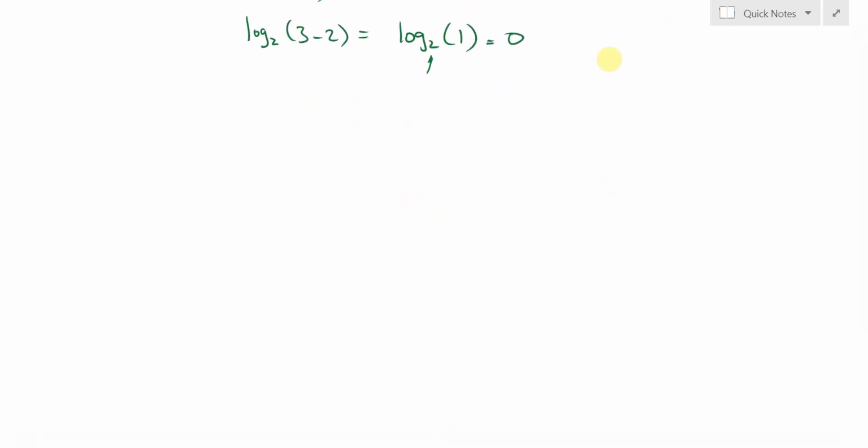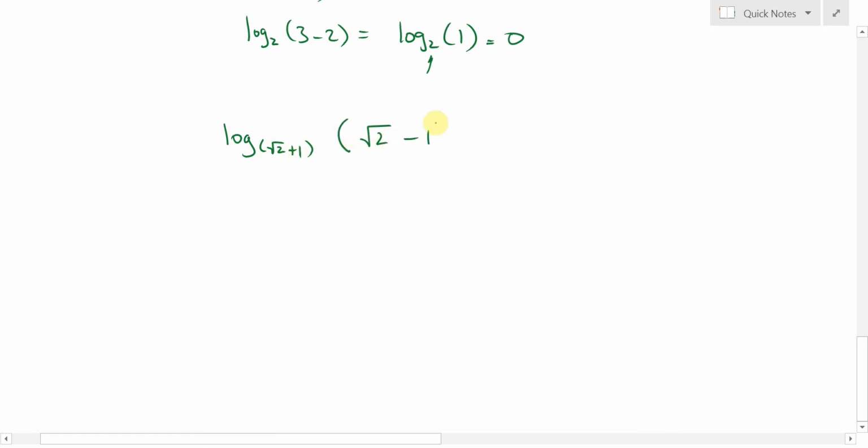Now on the next problem, we're asked for a more interesting thing. Log base, and now the base is really weird looking. It's radical 2 plus 1. And we're taking the logarithm of radical 2 minus 1. And we're given a very suggestive hint where we're asked to find, what is the multiplicative inverse of radical 2 minus 1? What does multiplicative inverse mean? It means, what do you multiply radical 2 minus 1 by to get to 1? That's what multiplicative inverse means.